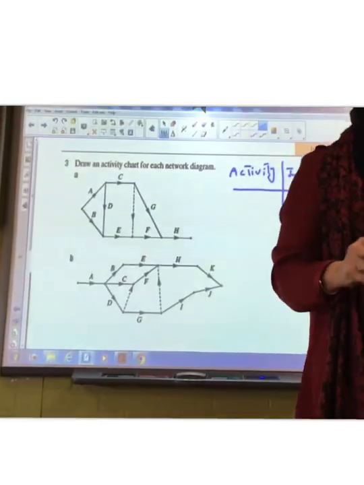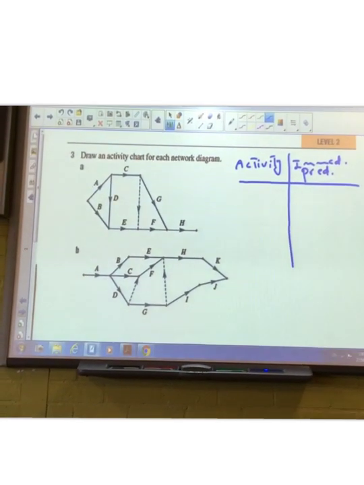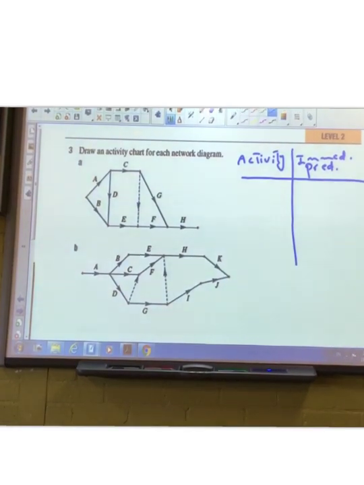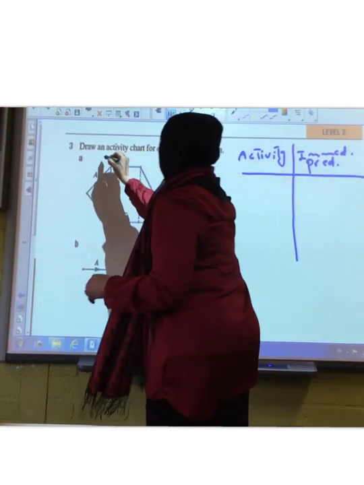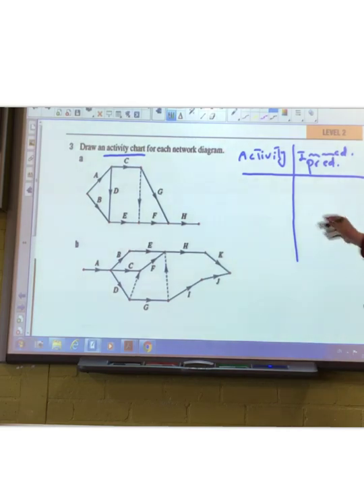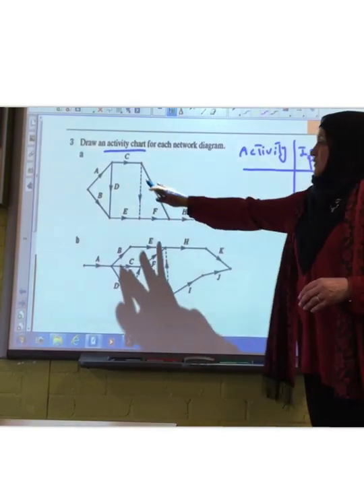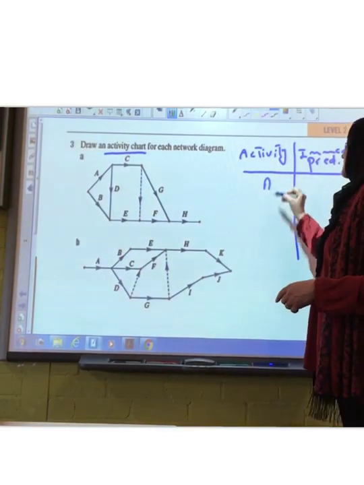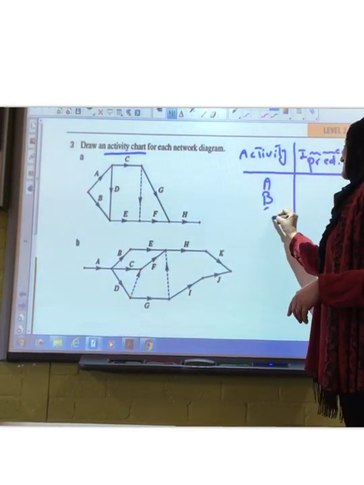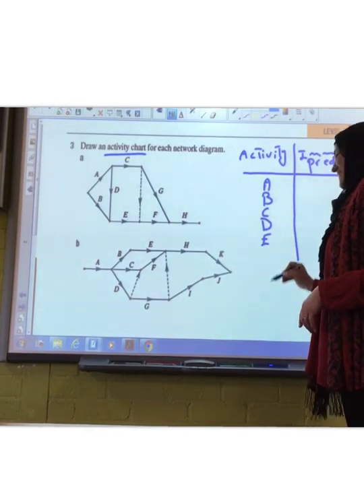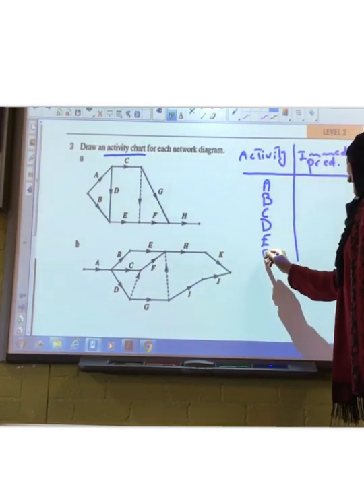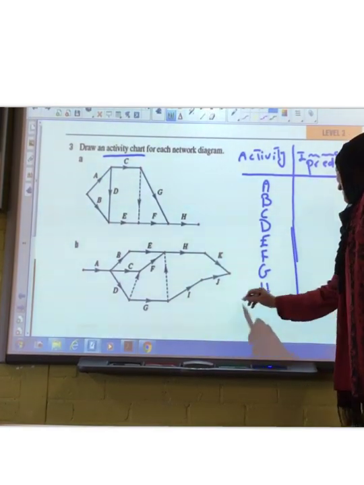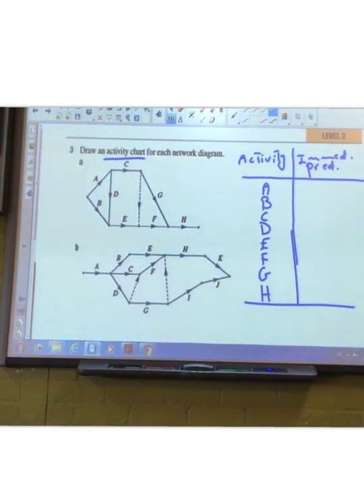Okay, let's do this one now. We are trying to do the opposite. We've got the network. We need to put them in a chart. So draw an activity chart, which is the table, and you've got the network. First of all, it goes from A to H. You know your alphabet? A, B, C, D. You need to know. You need to put them in order.